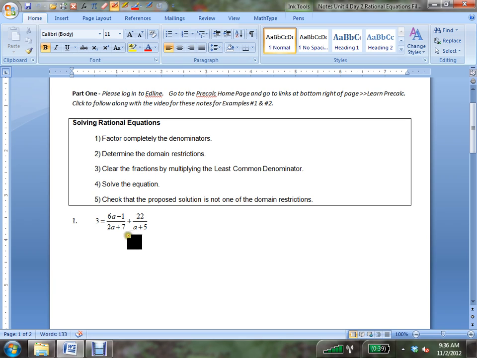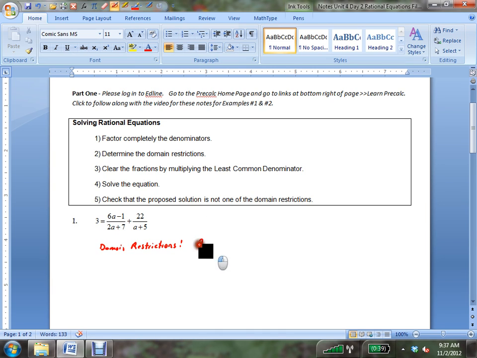First, you need to completely factor the denominators. That's already done with problem number 1. The second step is to determine the domain restrictions. So for this problem, let's determine what the domain cannot be, and it cannot have division by 0.